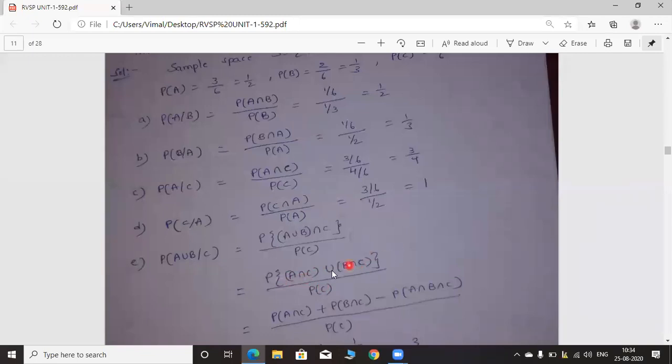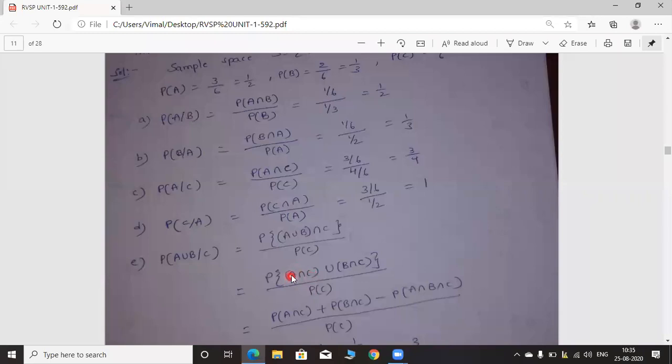Now again this numerator can be written like this based on addition theorem on probability. In the previous class I explained the addition theorem on probability. So according to addition theorem on probability, we have to write probability of A union B is equal to probability of A plus probability of B minus probability of A intersection B. So we have to apply addition theorem here, because A intersection C can be treated as one event, B intersection C can be treated as another event. Now probability of, for example, let this be X. Let the second term be Y. Probability of X union Y.